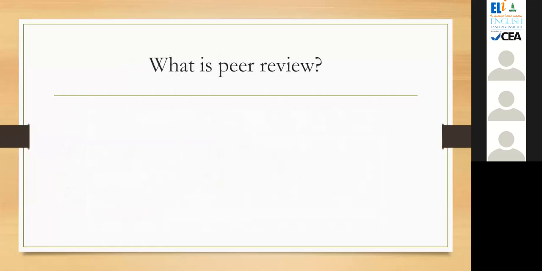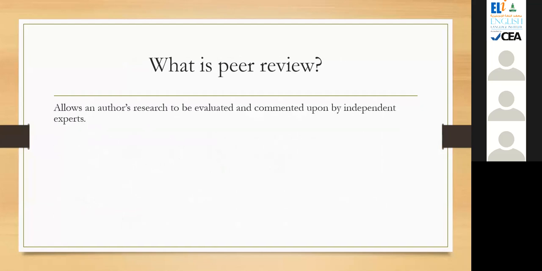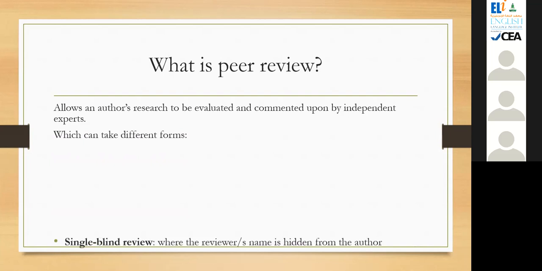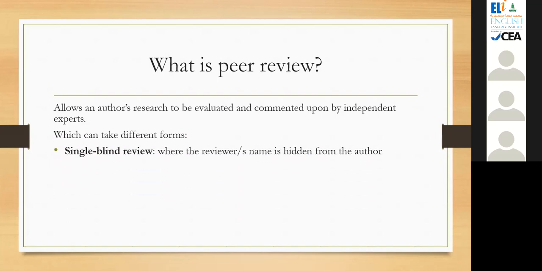Okay, so I think we are out of time. But what is actually peer review? It allows an author's research to be evaluated and commented upon by independent experts, which can take different forms. So when you submit your work, it will be reviewed or evaluated. Okay. So we have different forms of evaluation or peer reviewing.